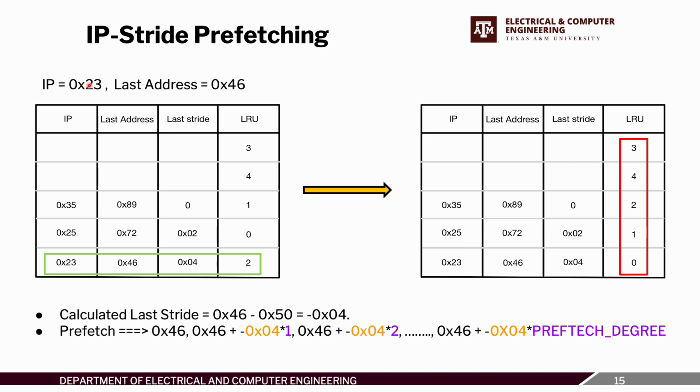Similarly, this happens for another IP that is already present in the IP table but with the last misaddress of 0x40. So the calculated stride is 0x46 minus 0x50, and consequently the prefetching happens in the manner shown here.